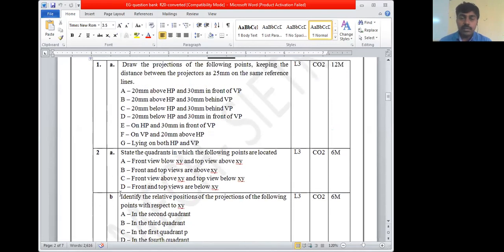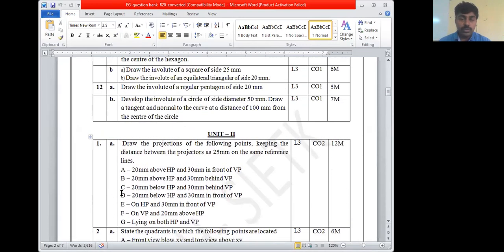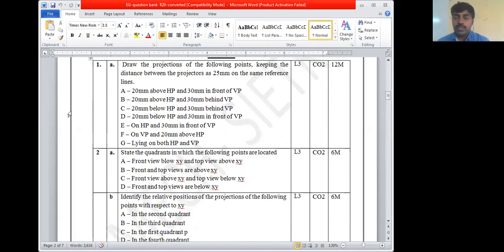Now let me see the questions, what they have mentioned. Unit 2. So this is a 12 marks question. They are saying, first question, draw the projections of the following points. Keeping the distance between the projectors as 25 mm on the same reference line. It is 20 mm above HP, 30 in front of VP. 20 mm above HP and 30 behind VP. So this is how they are saying everything. We just need to draw the things, please.